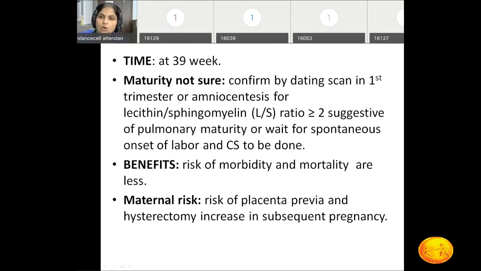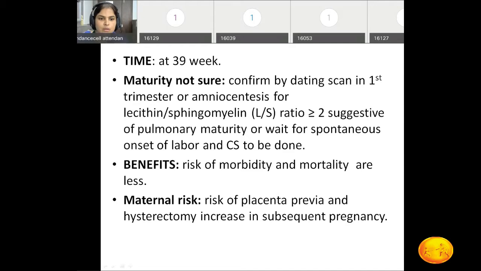Or if that first dating scan is also not available, in that case, we can do lecithin sphingomyelin ratio. If the LS ratio is more than or equal to 2, then this suggests pulmonary maturity. Or wait for spontaneous labor pains, and then we can do cesarean section. So these are a few options if the dates are not confirmed.